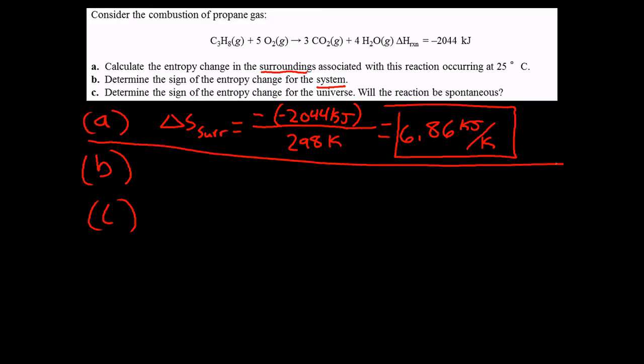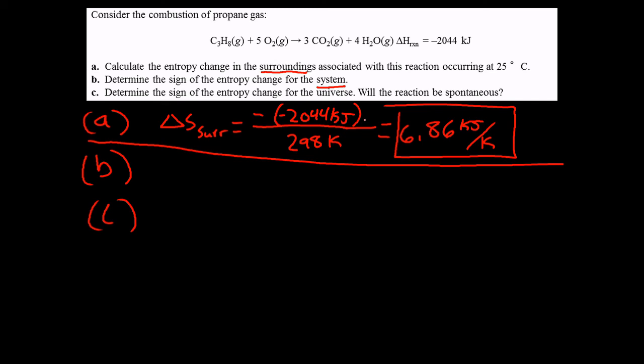Okay, so part B asks us to find the sign of the entropy change for the system. So we found the entropy change for the surroundings. If the entropy change for the surroundings is 6.86, it's tempting to think, oh, that must mean that the entropy change for the system is just going to be the opposite. And sometimes that is the case, but we can't just take this value and take the opposite of that and say that's the entropy change for the system. Sometimes that'll work, sometimes it doesn't.